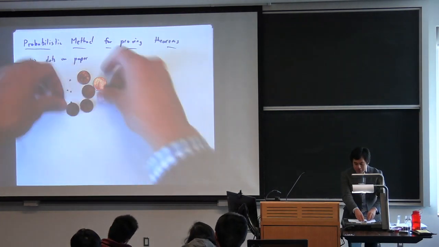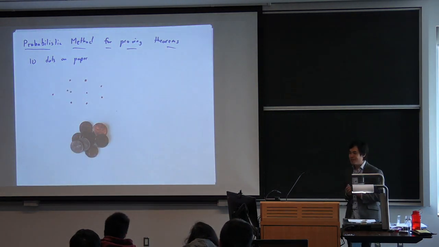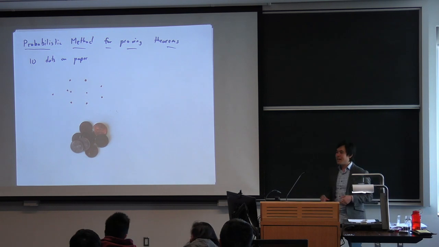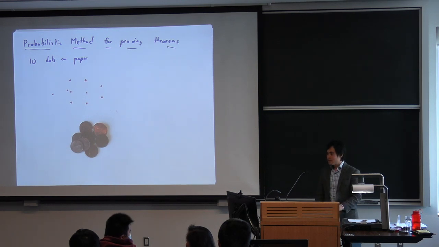Now, as a mathematician, the first thing I should wonder is, well, can I always cover 10 dots with 10 pennies? Does anyone have any sense of whether or not I can always cover 10 dots with 10 pennies? Yeah? You can always do it. Why? Because you just put one penny over each dot, and if there's a space where you can't put two pennies over the same dot, then you only need one penny to cover both of those dots. So then you don't have to.